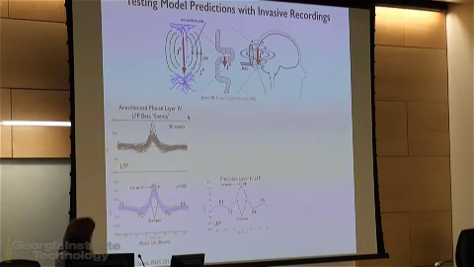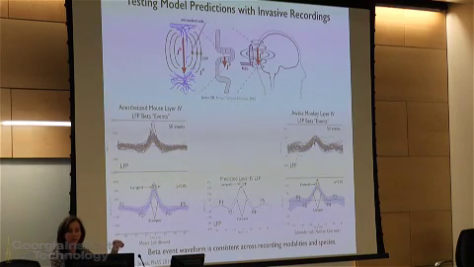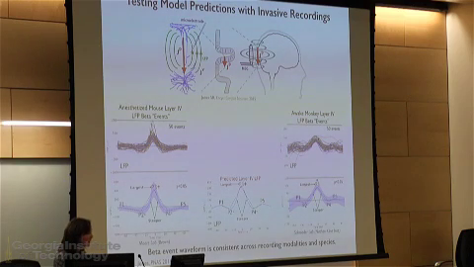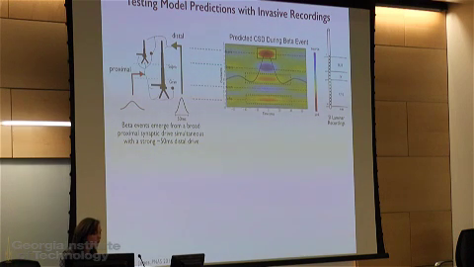We did the same thing with data that was provided by laminar recordings collected in Charlie Schroeder's lab at the Nathan Kline Institute. These are awake behaving monkeys. Same thing, pull out the high power beta events. And remarkably, the waveform is consistent, which suggests the beta generating mechanism may be the same across species and across these recording modalities.